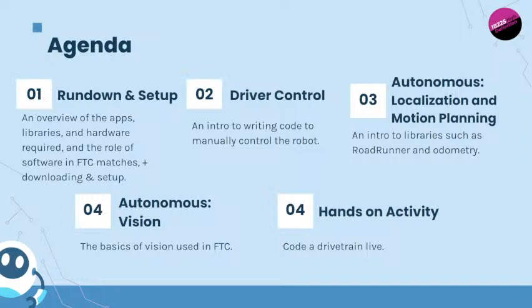Then two, we're going to go over some really simple driver code. This is very simple code on how to program your robot, the bare basics. And three, we're going to go over autonomous after a short break. The first part of autonomous is localization and motion planning, which is basically how the robot moves. That includes libraries such as Roadrunner and concepts such as odometry. And four, we're going to go over vision, which is computer vision. And five, we're going to have a hands-on activity at the very end where we're going to go over how to program your own drivetrains and also how to program claws.